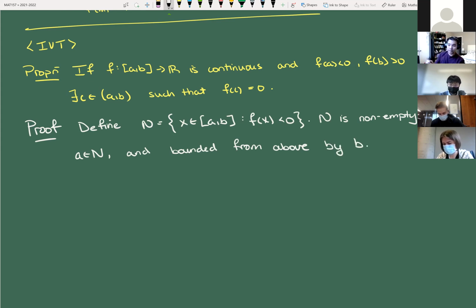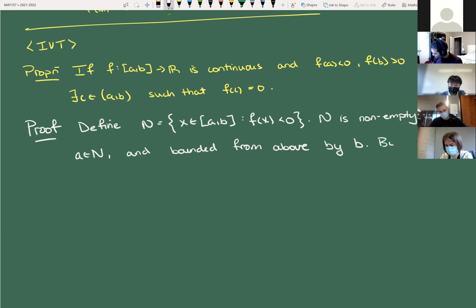By B, right? Because again, we said the elements in N have to be in the interval AB, so B is an upper bound, certainly. So therefore, by the completeness axiom, its supremum exists. And hopefully, you're having a little bit of deja vu. This is exactly what we had when we talked about uniform continuity, right? We defined a weird set like this, said it's not empty, bounded from above, took its supremum.